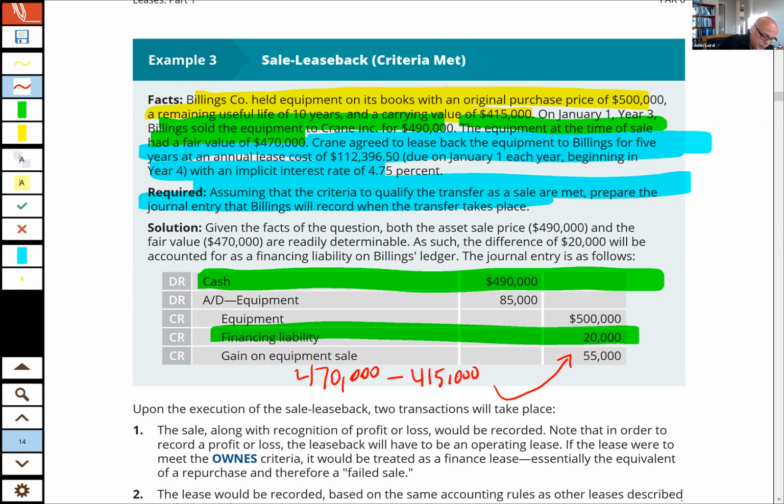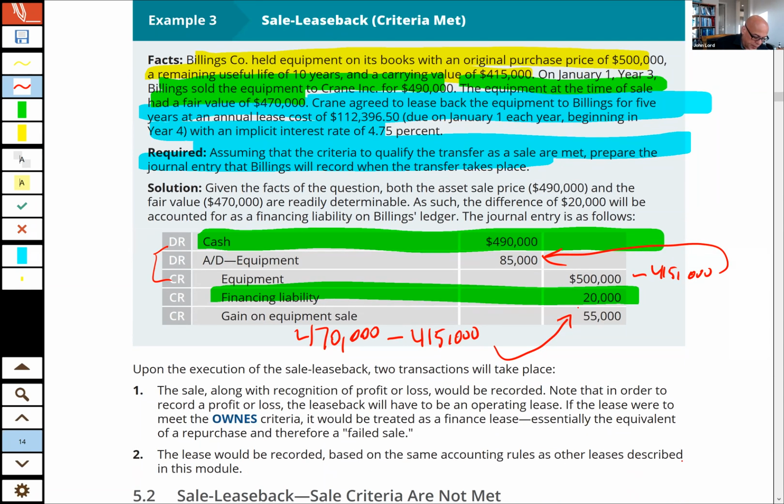And all this other part of the journal entry is taking the equipment off the books, crediting the equipment at its original cost. They backed into what the accumulated depreciation must be: 500,000 minus the 415,000 is where they got the accumulated depreciation to be 85,000. Okay, good.